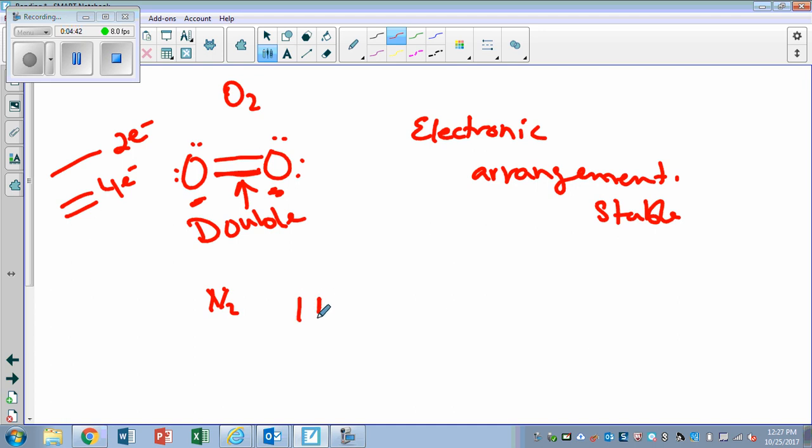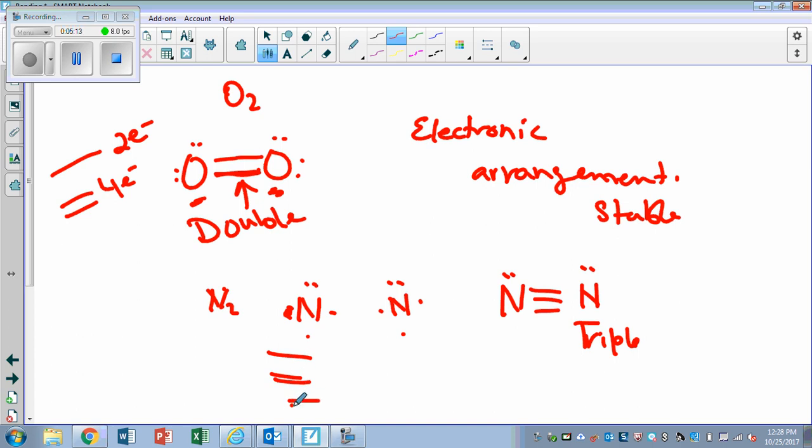Same thing for N2. I will have one nitrogen with 5 valence electrons and another nitrogen with 5 valence electrons. To get again a stable electronic arrangement, nitrogen will end up having 3 covalent bonds between the nitrogen atoms, and that is called a triple covalent bond. So we have a single covalent bond, a double covalent bond, and a triple covalent bond, and that is the maximum number of covalent bonds that we can have.